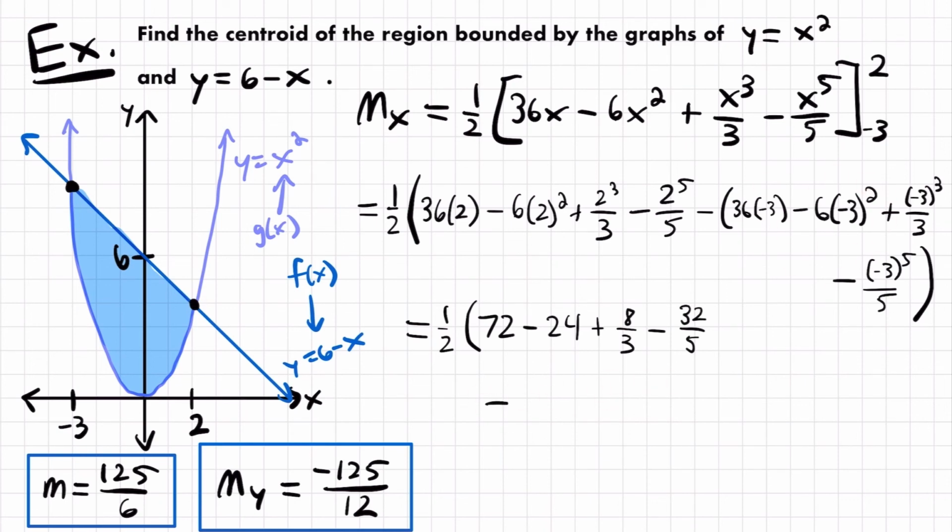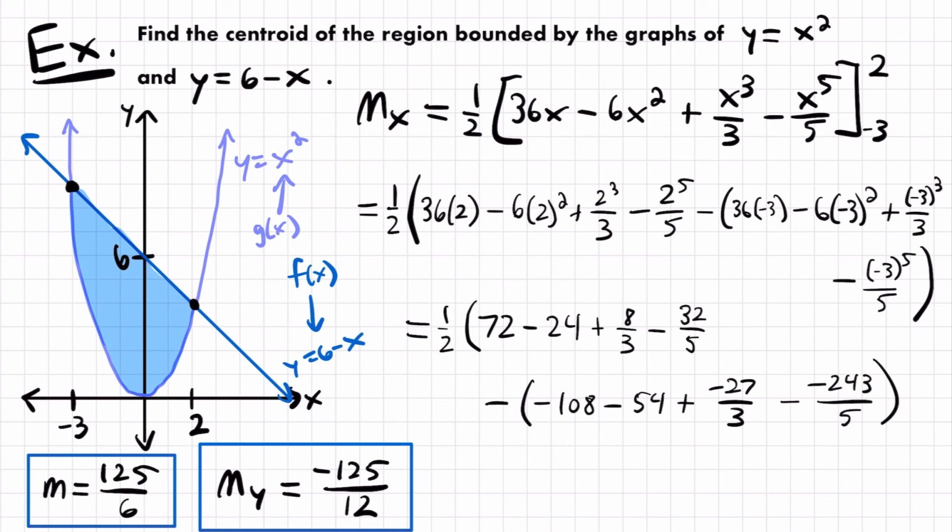So I'm going to have minus 36 times -3. And that's equal to -108 minus 6 times -3 squared. -3 squared is 9, times 6 is 54. So we have minus 54 plus -3 cubed divided by 3. That will be -27 divided by 3. And then we will subtract -3 to the 5th power divided by 5. And -3 to the 5th power is -243. And that's still divided by 5.